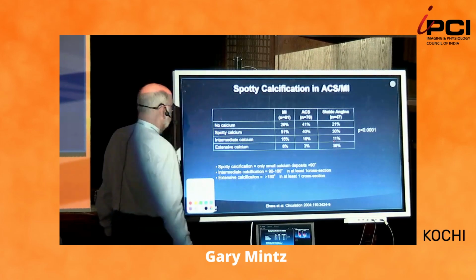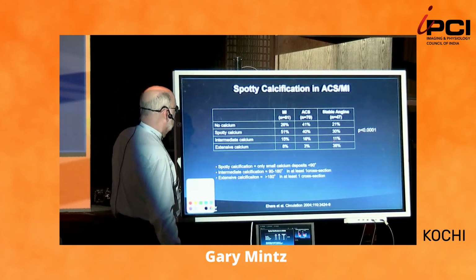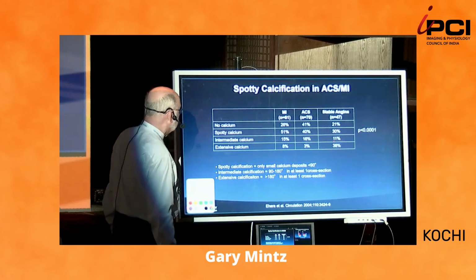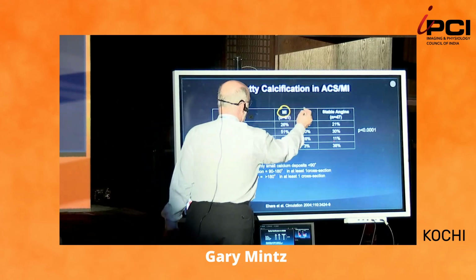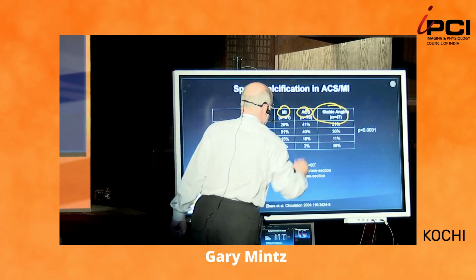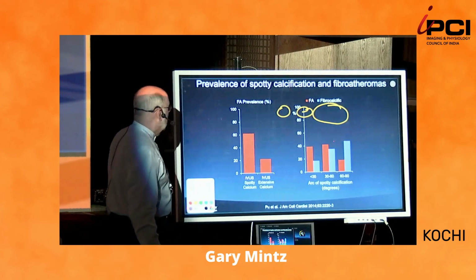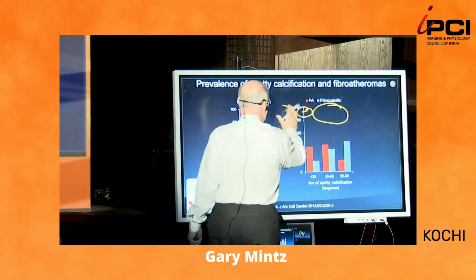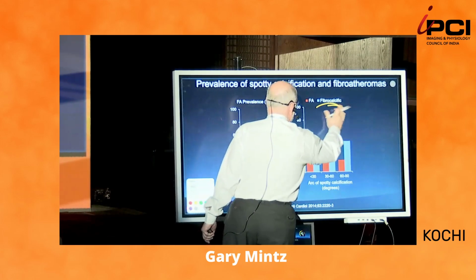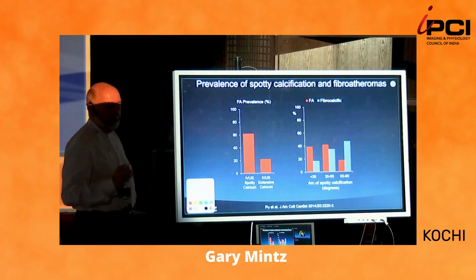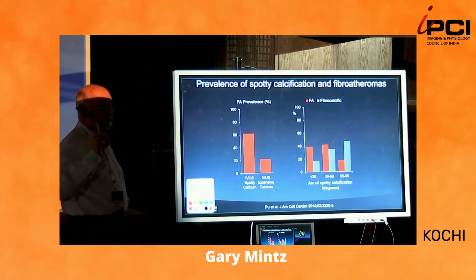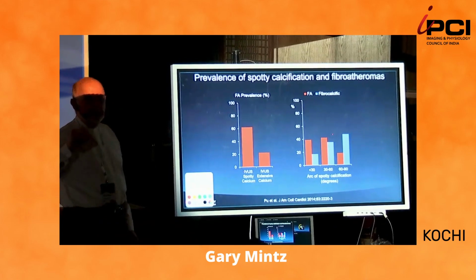Spotty calcium. This is a paper from 20 years ago from Japan looking at spotty calcium, and it's more common in MI and acute coronary syndrome than stable angina. Why? Because just like attenuated plaque, spotty calcium seems to be a marker for a fibroatheroma, and therefore it is seen more in unstable lesions than in stable lesions.